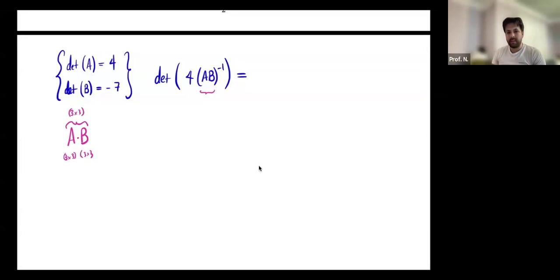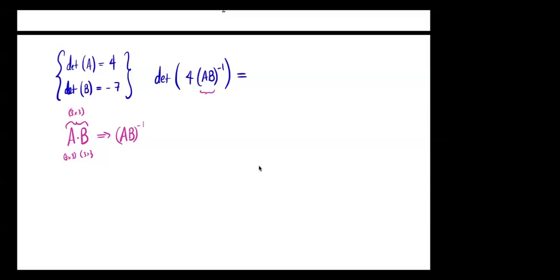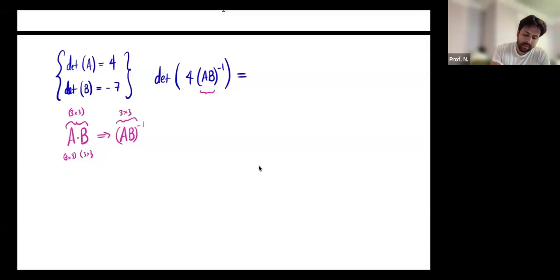That's where I'm trying to get at. If the product of a 3 by 3 with a 3 by 3 is also 3 by 3, then what's AB inverse? What's the size of the inverse of a 3 by 3 matrix? It's also going to be 3 by 3. It has to be, because if you multiply the matrix with its inverse, you get the identity, so it must be the same size. So this is a 3 by 3 matrix.